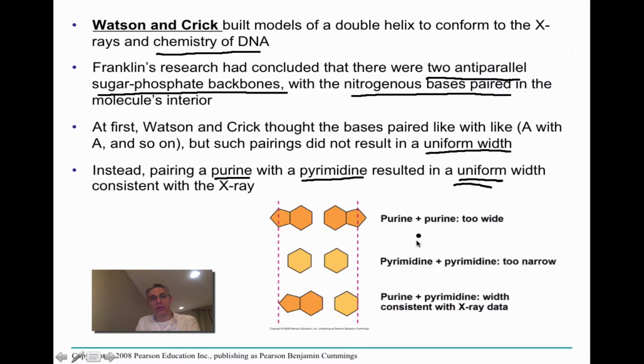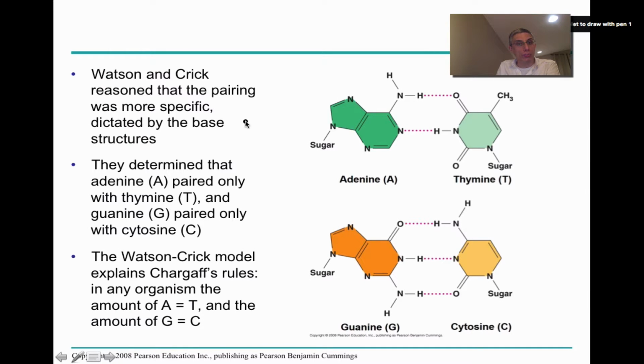So if you look down here towards the bottom, if you put two purines together, it became too wide. If you put a pyrimidine plus a pyrimidine, again, based on the structures, it became too narrow. But if you paired a purine with a pyrimidine, the width was consistent, as I had said, with the X-ray data from the previous scientist. So Watson and Crick had reasoned that the pairing was more specific, dictated by the base structures. They determined that adenine, as we had said, paired only with thymine, and guanine paired only with cytosine.